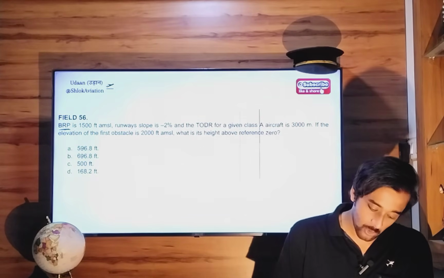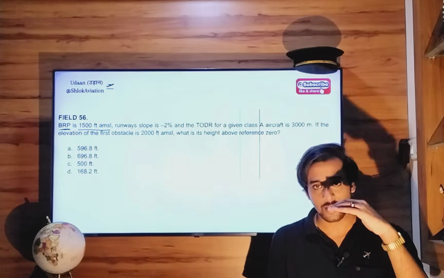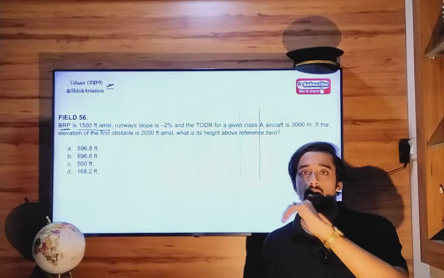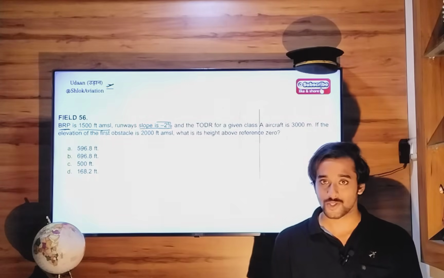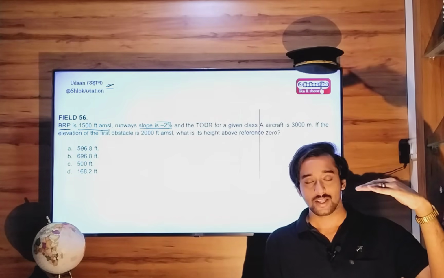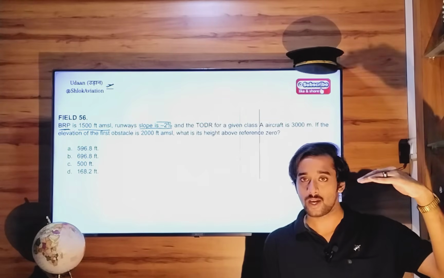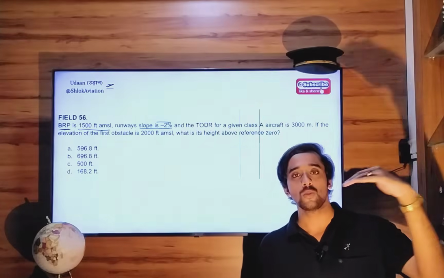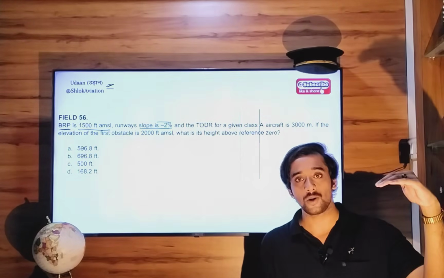So brake release point is 1500 feet above mean sea level, meaning that particular end of the runway from where you are taking off is 1500 feet above mean sea level. Runway slope is minus 2%. So you are taking off from this runway. The slope of this runway is minus 2%, meaning when you are taking off from this end of the runway, as you start rolling down the runway, you will be rolling downwards, or you will be rolling down along a downward slope.